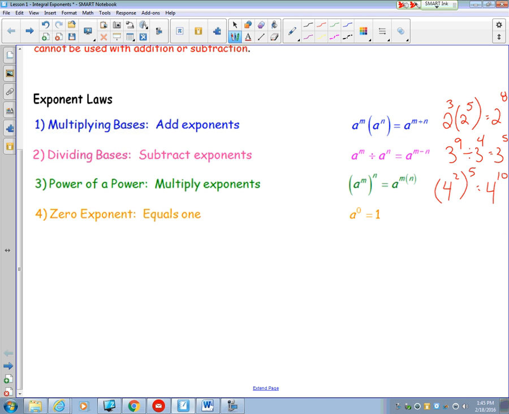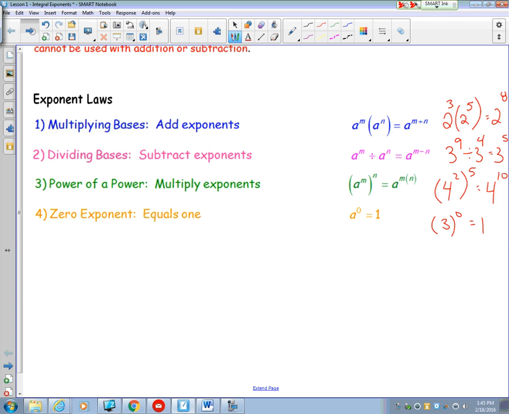I'd multiply my exponents. Okay, and the 0 exponent always equals 1. Okay, it doesn't matter if it's a letter, a number, whatever it is, a big, long, complicated expression. If I get a power of 0, it always comes out to 1. Okay, these are rules we've seen before. We're just going to work with them a little bit. So let's try some things.